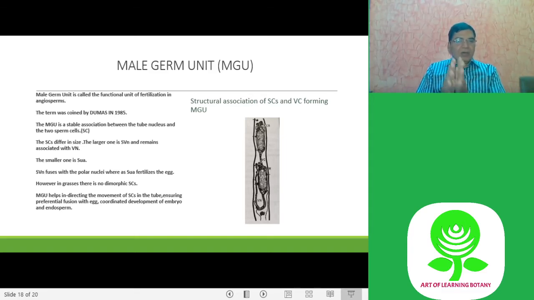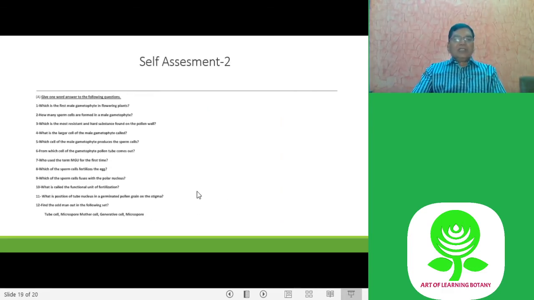It is two-celled or maybe three-celled, then transferred and further development occurs in the stigma. Then we know how the gametes are formed. Then what is the male germ unit. Clear? Now we will see some questions. Let me zoom in so that you can clearly read.